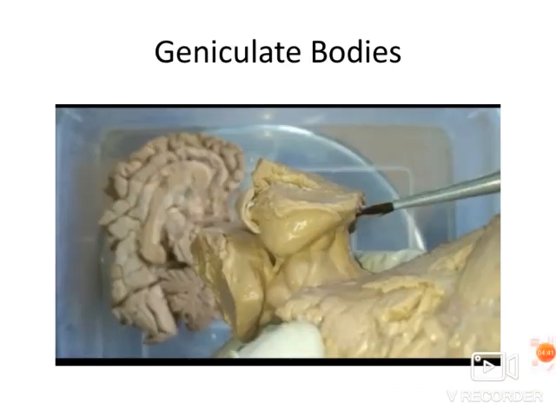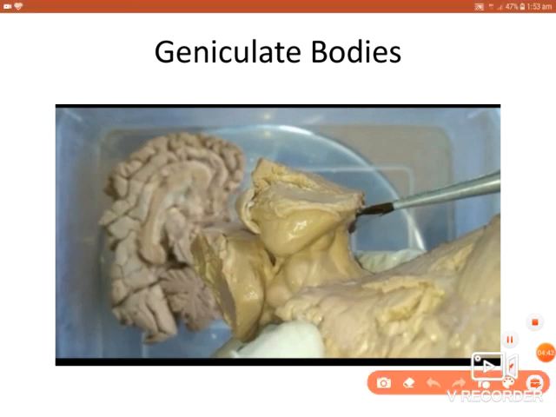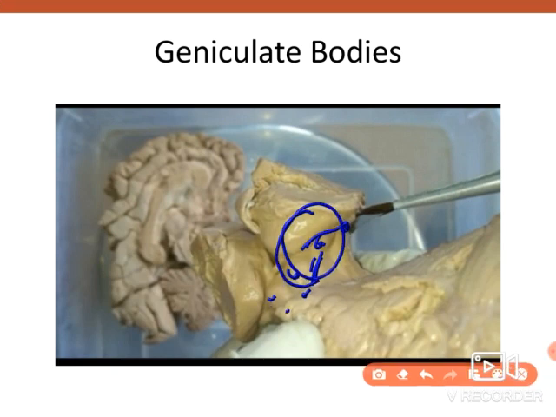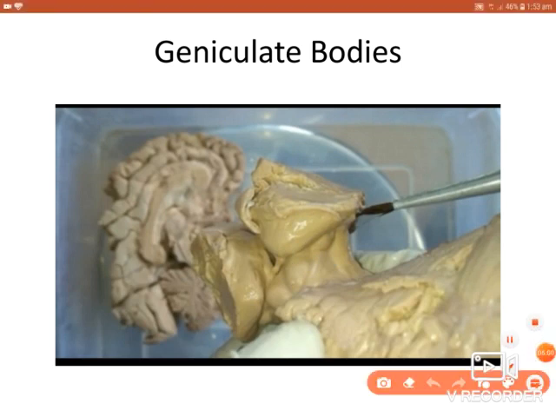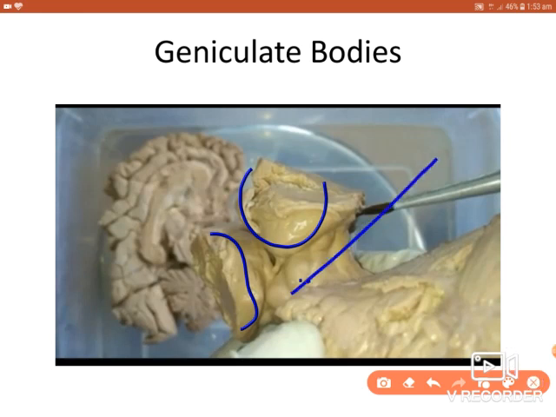Then in this figure you can clearly see the superior colliculus, inferior colliculus, inferior brachium, medial geniculate body, lateral geniculate body, superior brachium. This forms the posterior relations. Here this is the thalamus, this is the posterior of the midbrain. So this is the cerebellum.